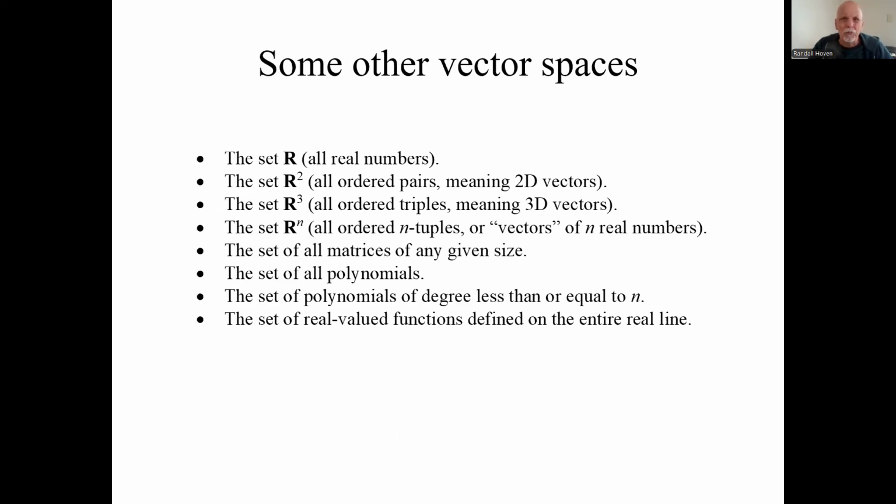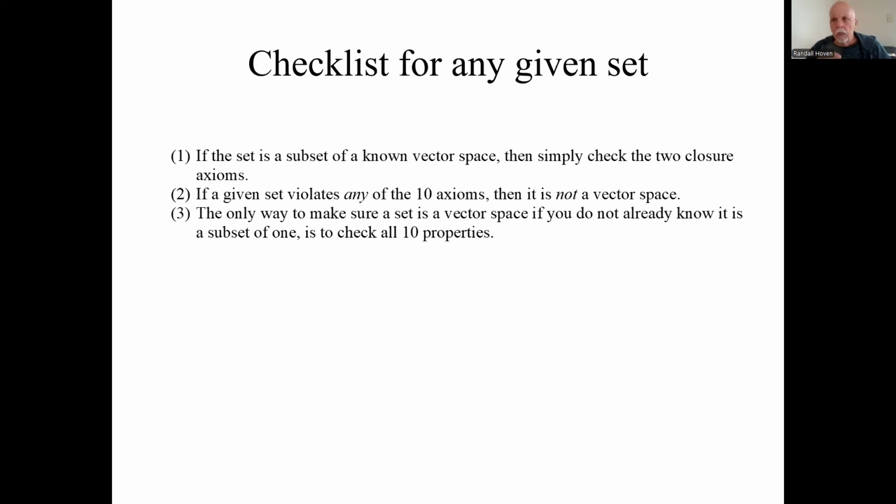Now that we've gone through defining it, let's start going through how you would go about doing the three things I said you'll be asked to do. If the set is a subset of a known vector space, all you've got to check is the two closure axioms. This is the checklist for is it a vector space? If it violates any of those 10 axioms, it's not a vector space. It's got to satisfy all 10. And if you don't know whether the set is a subset of a vector space or not, you've just got to check all 10 properties.